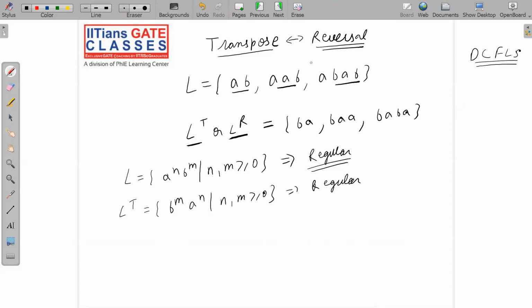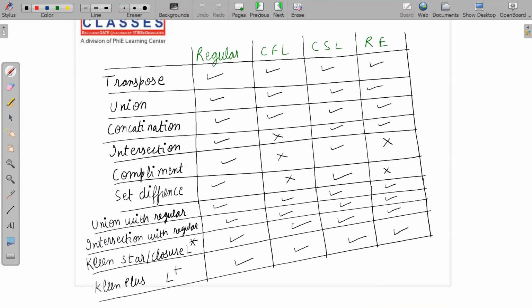DCFLs are not closed under reversal operation. When I introduce DCFLs, I will again make this table and explain the closure properties of DCFL. I will add one more column, that of DCFL, in this table. But because you do not know what exactly DCFLs are, I'm not explaining closure properties of DCFL in this lecture, but I will explain them in subsequent lectures, that is in chapter 2.